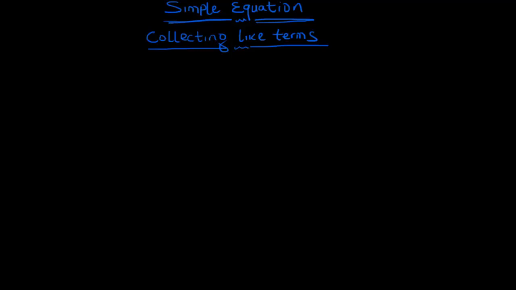All right, in this video we are going to be looking at collecting like terms. In the last video we looked at collecting like terms for expressions. In this video we are going to be looking at collecting like terms for equations. Now the difference between an expression and an equation is that an equation has an equals sign. For example, if I have x plus 3 equals 4, this is an equation.